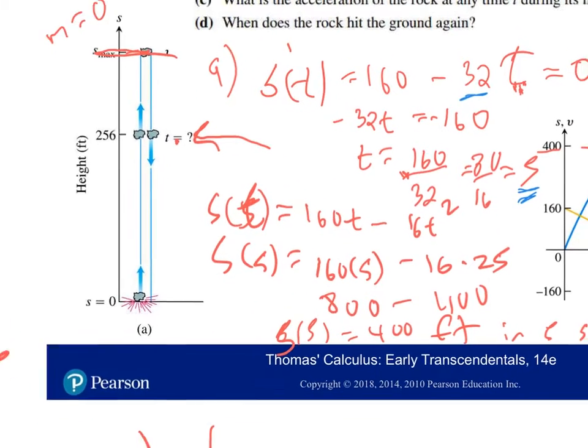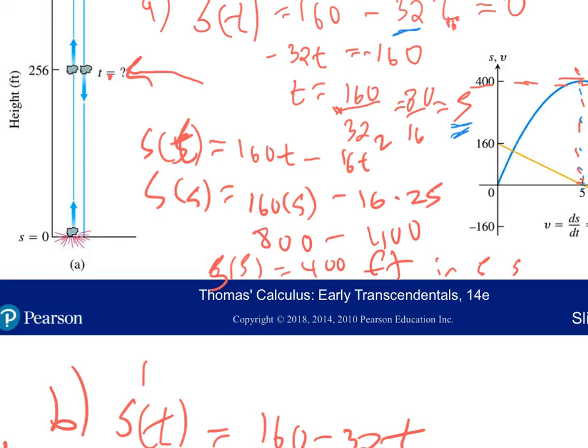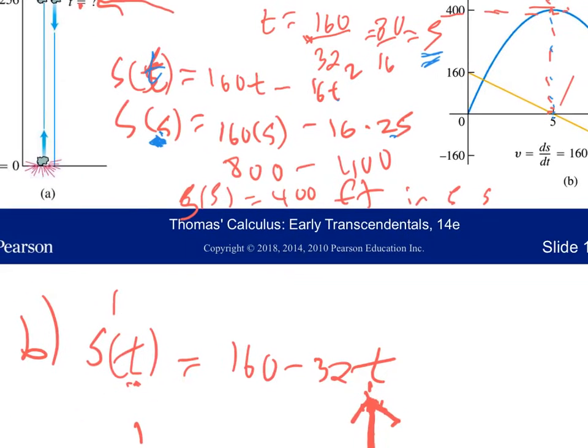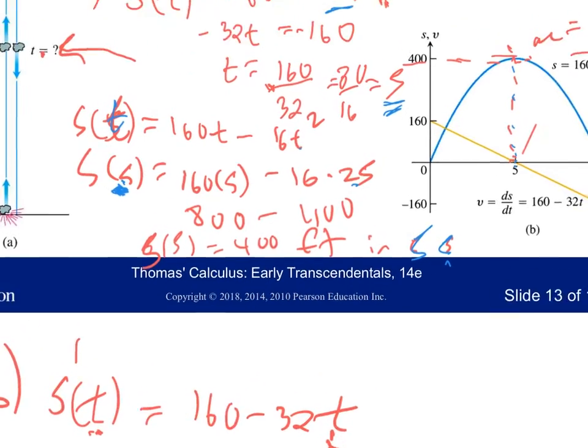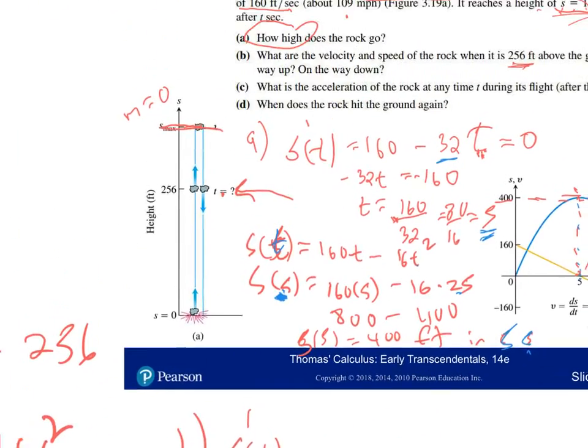So if you look at the rest of the work I put down here for A, S of t was 160t minus 16t squared. S of 5, because I have to figure out what's the position after 5 seconds. And that was 160 times 5 minus 16 times 5 squared, which is 25. 800 minus 400. So we get S of 5 was 400 feet. And that was in 5 seconds. Okay, that was the maximum height. Okay. Now I can move on to B.